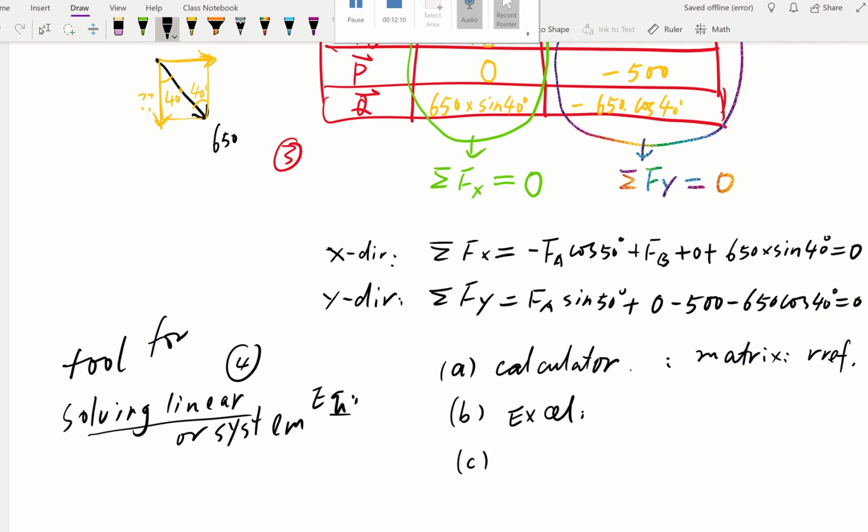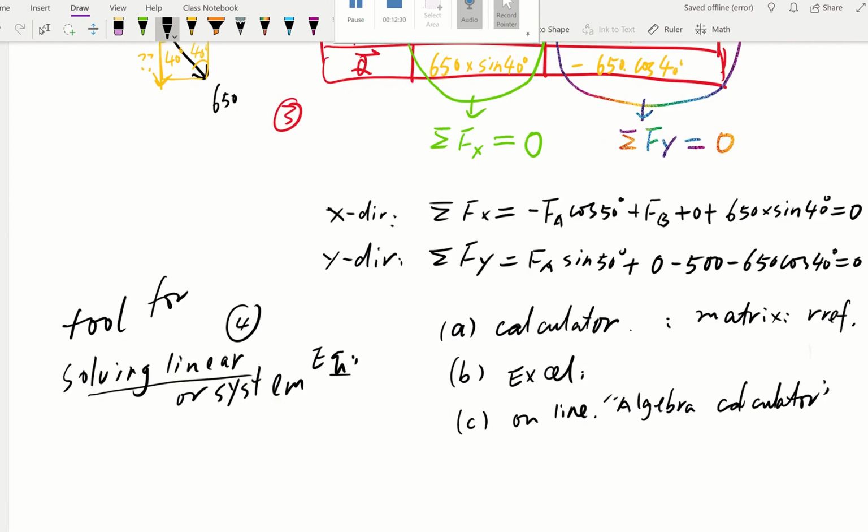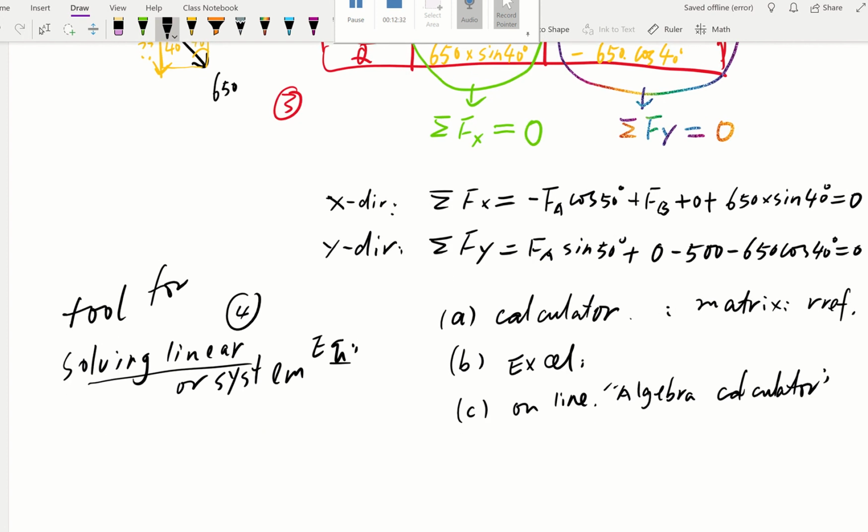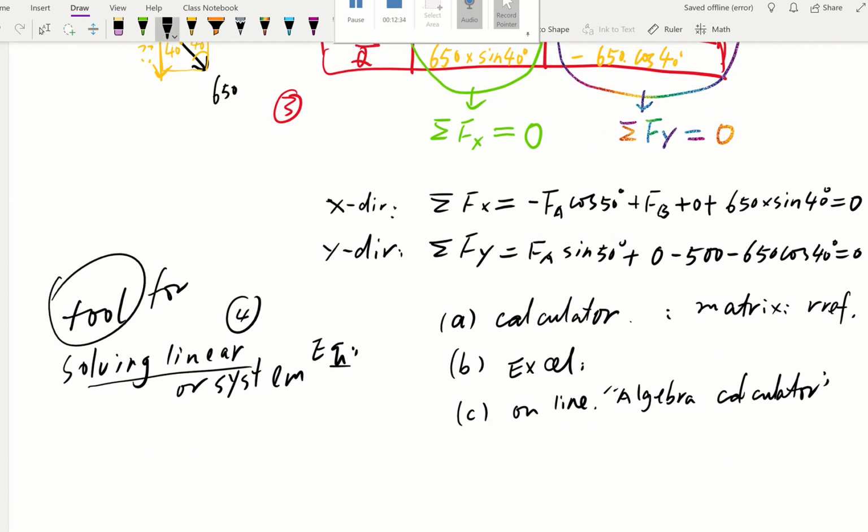Or for the rest of the course, I plan to use an online algebra calculator, just so you can see my screen. And that would work for you as well. So those are different approaches. Make sure you have your own tool, and you have to master that tool.